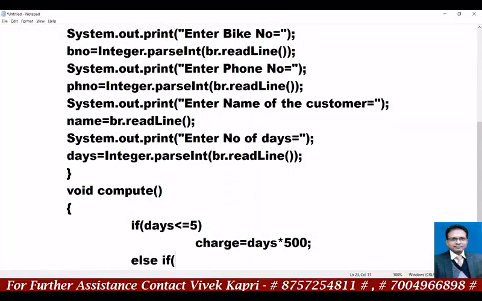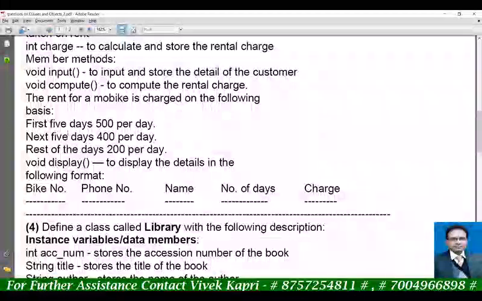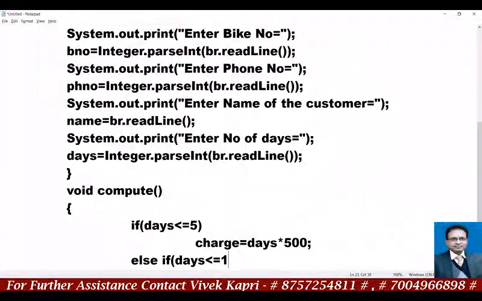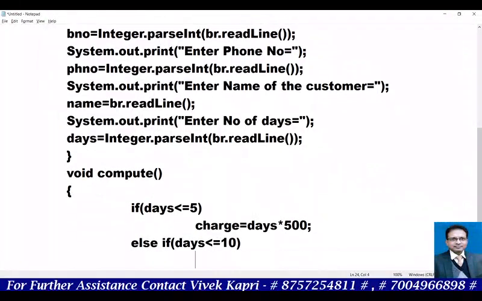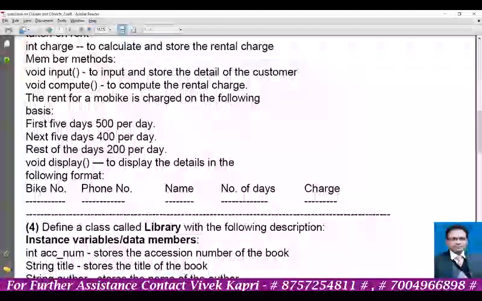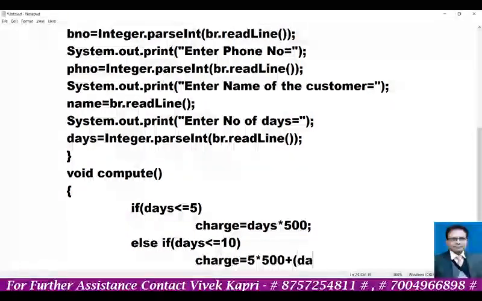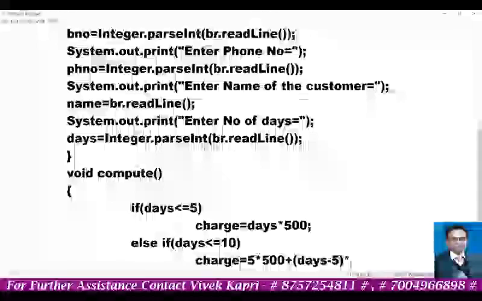Else if days less than or equal to 10, since the next is the next 5 days: first 5 and next 5, the total is 10 days. All these things have been discussed in class 9, so I'm not wasting much more time on these topics. Charge equal to, while calculating the next 5 days, the charges of the first 5 days will remain as in the previous case, meaning 5 into 500 plus (days minus 5) into 400.